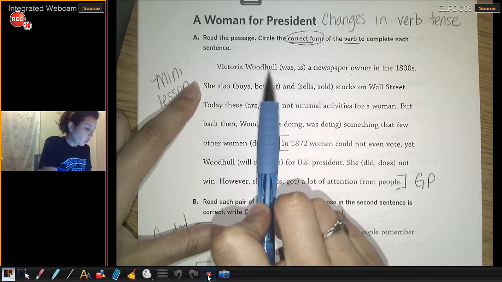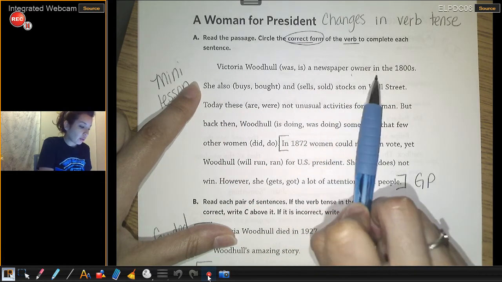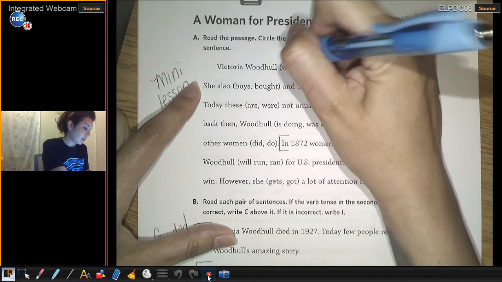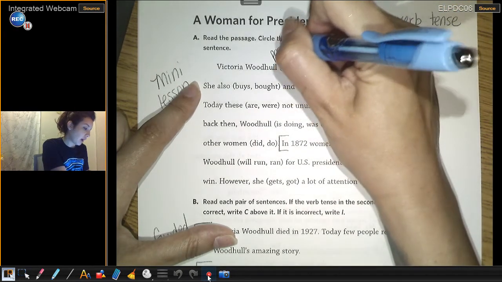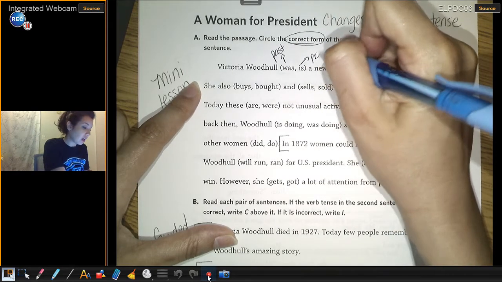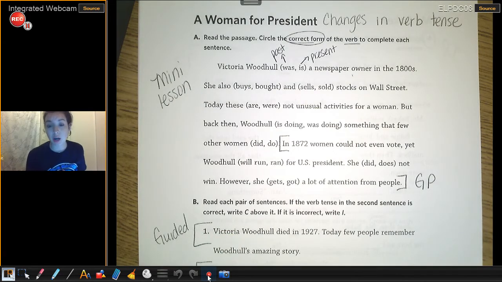It says, Victoria Woodhull was or is a newspaper owner in the 1800s. Now, was tells me it happened in the past. Is, that means right now she is, so that would be the present. So these two linking verbs here are being used optionally, but we need to pay attention to the context clues and find out, okay, was she in the past or is she right now?